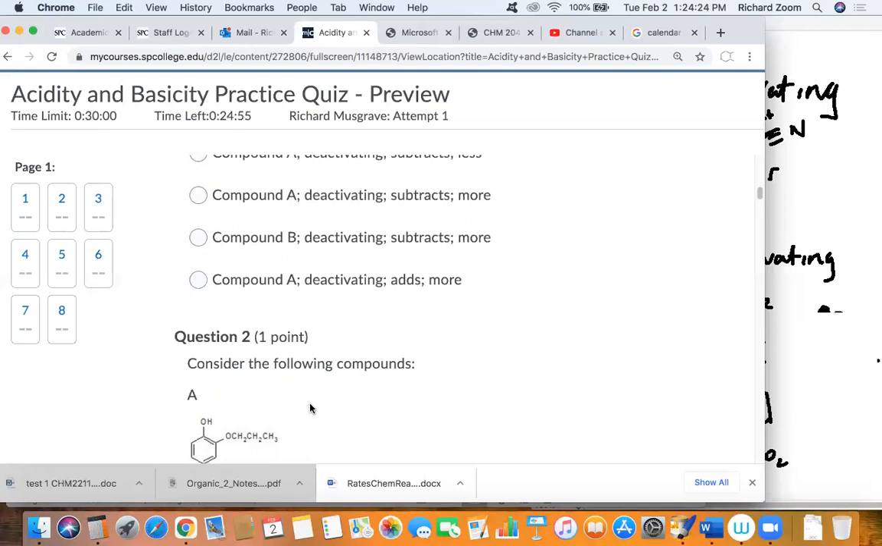For the pKb, would it just be the opposite answers pretty much? Pretty much. I mean, what I'm saying for acids is what stabilizes anions, destabilizes. Yeah, it makes things less basic.